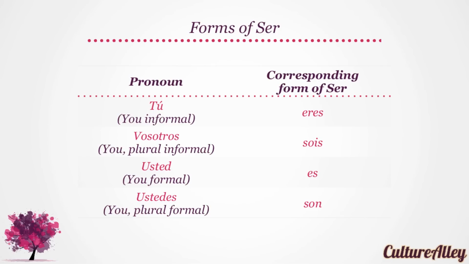Sois. Moving on to the formal form of you or usted, with usted we use es. Once again, es. And for its plural version, ustedes, we use son. Can you try saying son? Son. Excellent. Don't worry if you can't remember all of these right now. We'll practice these together as we go along in this lesson.